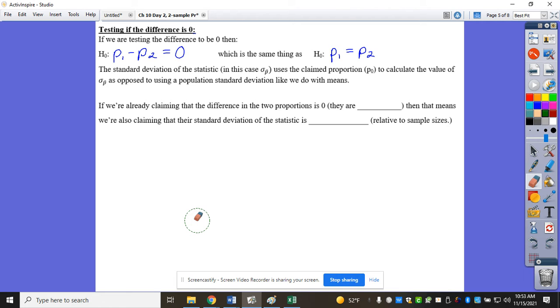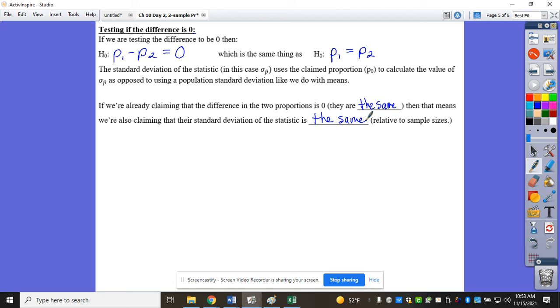So standard deviation of the statistic uses the claimed proportion, something up here, to calculate the value of the sigma p hat, which is what we just talked about, as opposed to where population standard deviation, this other variable, is used when we deal with means. So if we're already claiming that the difference in the two proportions is 0, then we are saying that they are the same. Then that means we're also claiming that their standard deviation of the statistic is the same relative to the sample size. That's the divided by square root part.